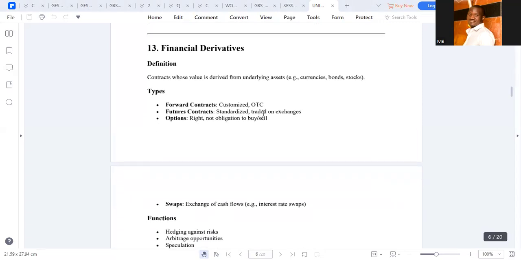What are financial derivatives and what are the functions and the types of financial derivatives? Financial derivatives are simply contracts that derive their value from underlying assets like stocks, bonds and currencies. The types that we have are forward contracts, futures contracts, options, and swaps.